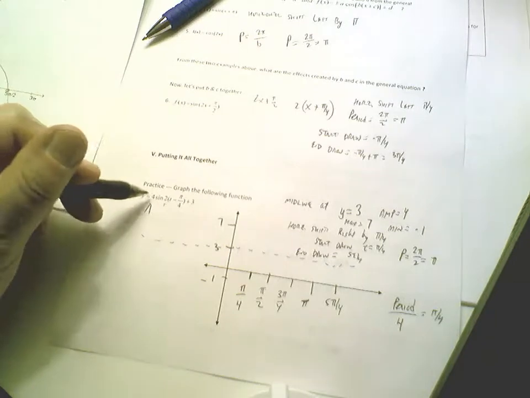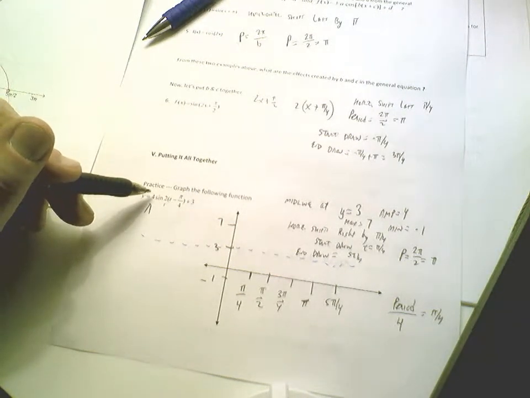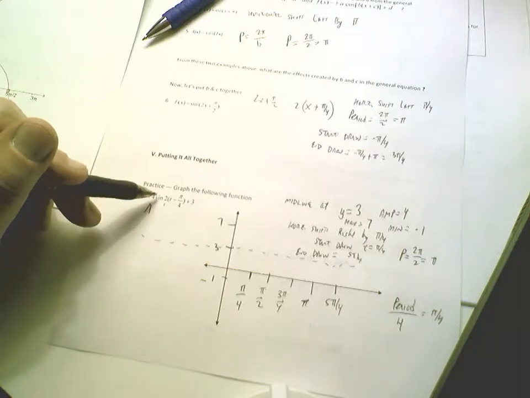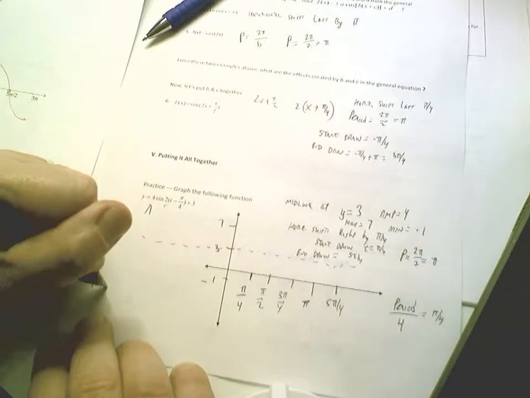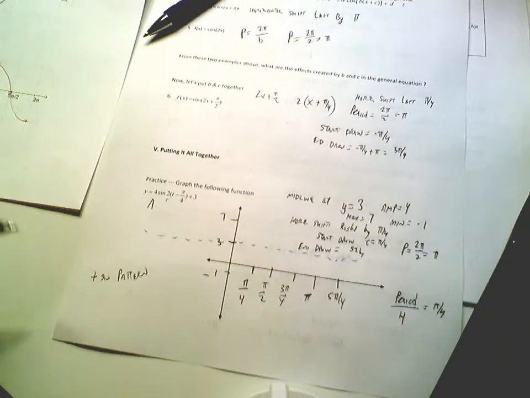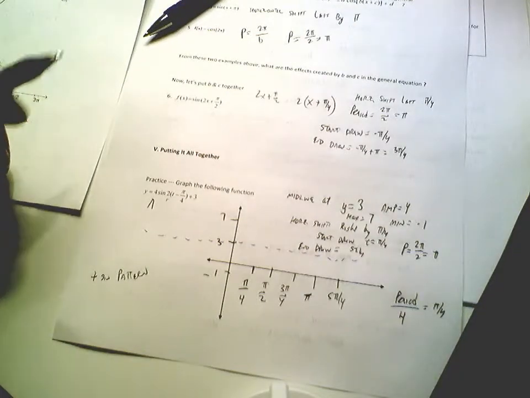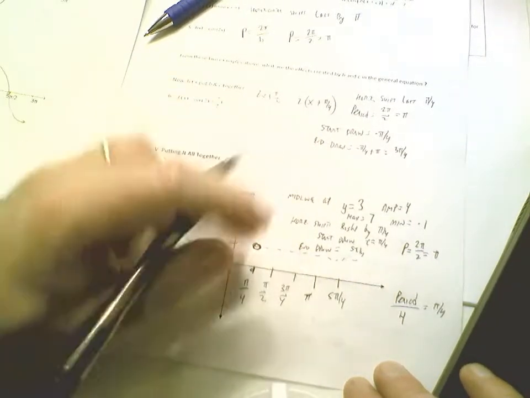What type of drawing pattern am I going to use? Do I see a negative sign? Not in the least bit, and it's a sine function. So I'm going to draw the positive sine pattern. What's the positive sine pattern? It starts at the midline. Where's my midline? It's at -3.